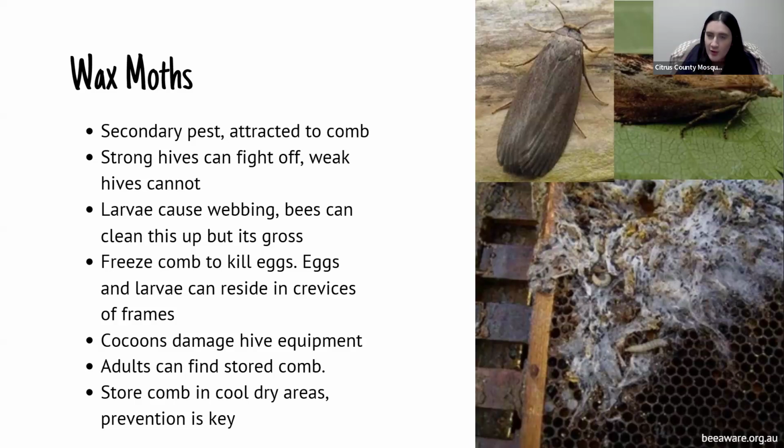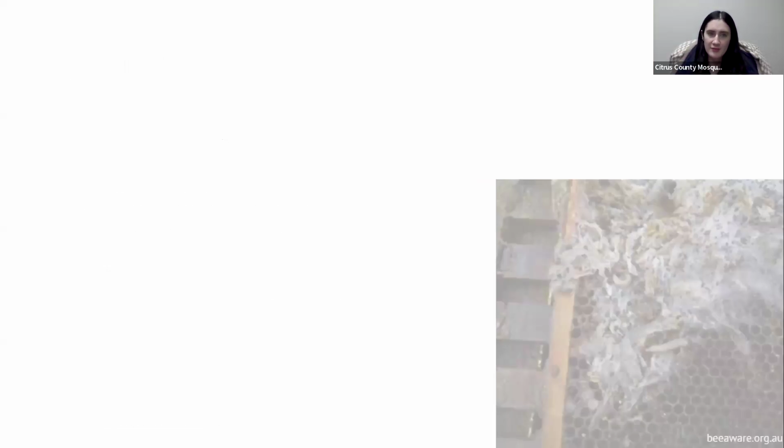So we want to store our comb just for prevention purposes in cool, dry areas. Wrap them with cellophane. That's what we do. Put them in an airtight container somewhere that they cannot get into, because prevention is really key. Once you have them, it can be really difficult and really messy to get rid of them.